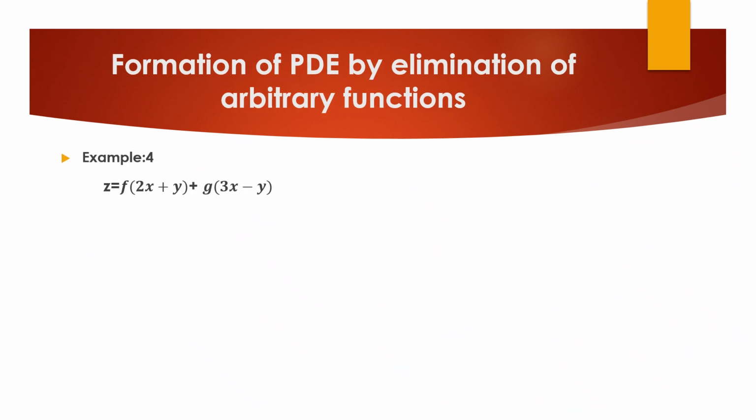So here we have two arbitrary functions. Now we are going to differentiate this twice. Let us name the given equation as 1. When you differentiate this 1 with respect to x, you get the left hand side as dou z by dou x, and in the right hand side it is f dash of 2x plus y into 2 plus g dash of 3x minus y into 3.